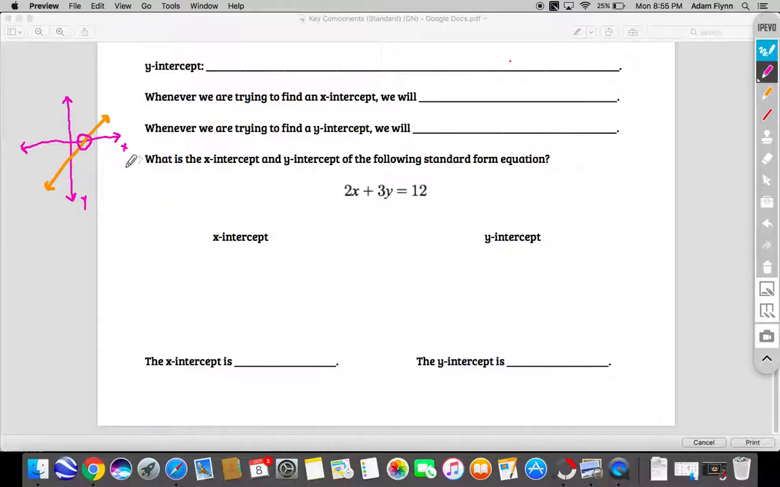So think about that for a second. No matter where I am on this line, so where I am on the x-axis, my y-coordinate is always 0 because I'm not going up or down any units at all. Okay, and same thing for the y-intercept. For my y-intercept, if I were trying to find this point right here, the point where the line crosses the y-axis, my x-coordinate would be 0 because I'm not venturing off my y-axis at all to the right or to the left.